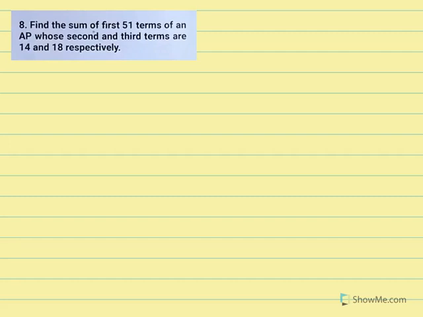Find the sum of the first 51 terms of an AP whose second and third terms are 14 and 18 respectively. So here we need to find the sum of 51 terms. That is our question. Sum of 51 terms, whose second term is 14.